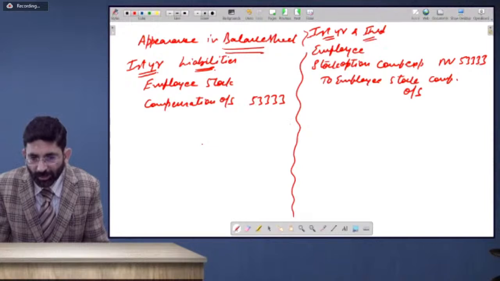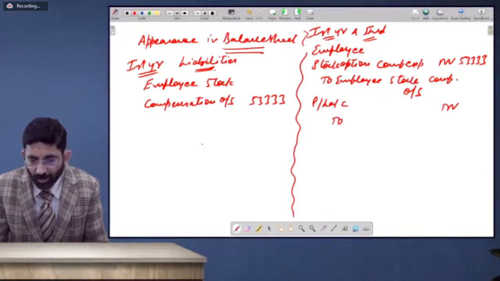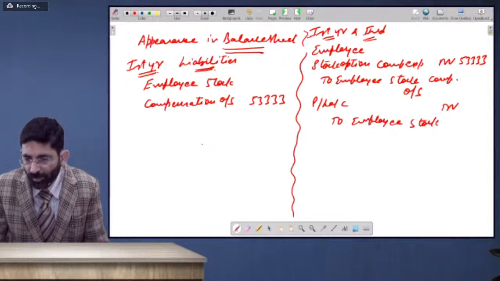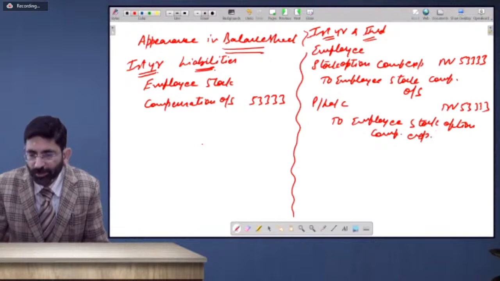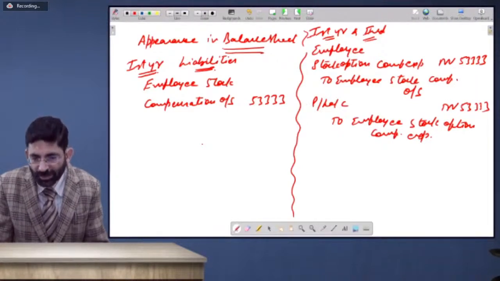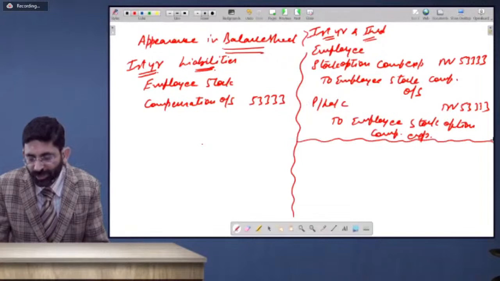Then second entry is profit and loss account debit, to employee stock option compensation expense account. It is written off, 53,333. So this is to be passed at the end of first year and second year both. Same entry with the same amount.